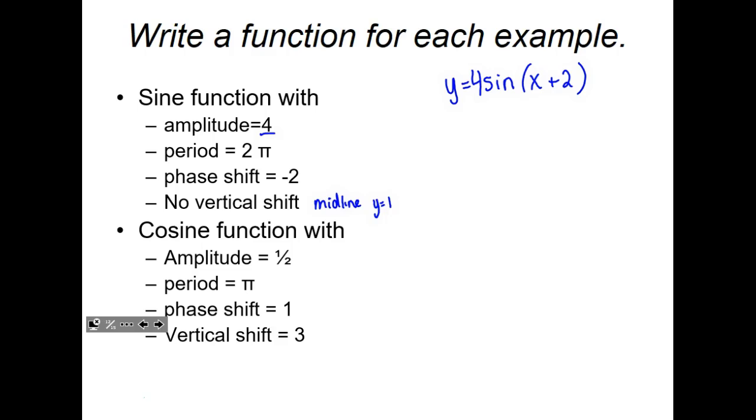And I do not have a vertical shift, or actually I should say my midline is 0. So my midline doesn't change, so I don't add anything else to the end. So this would be my equation. Y equals 4 sine of x plus 2.